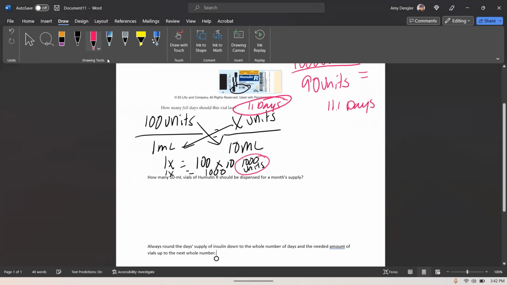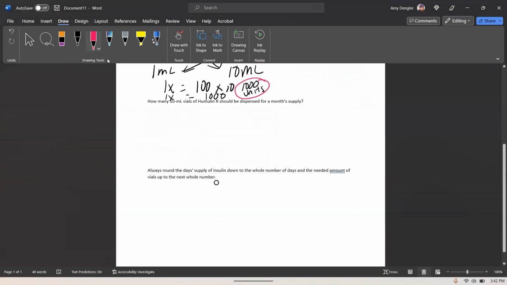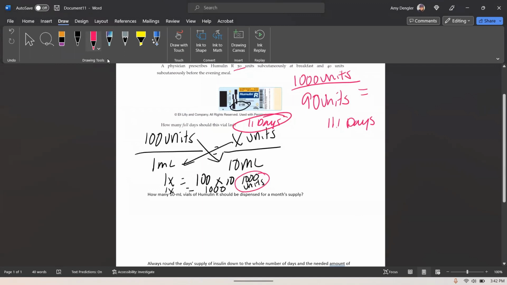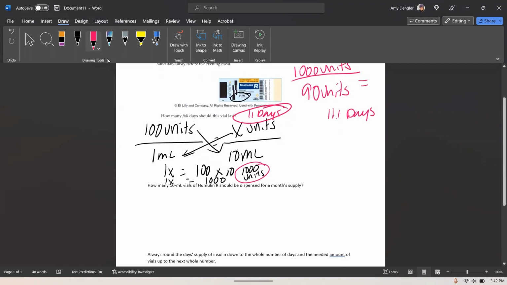And how many vials of Humulin R should we dispense for a 1 month supply? So if they use one vial for 11.1 days, we can figure out that it's obviously going to be 3 vials because 30 days in the month and this is lasting 11 days. But if you needed to figure it out and it wasn't that simple, you would just add up the units, which we already did. So 90 units per day times 30 days.